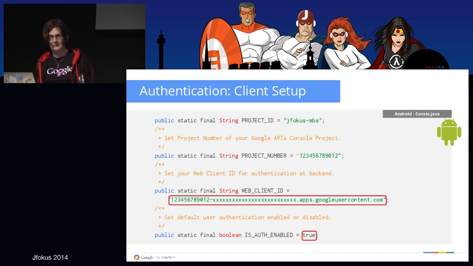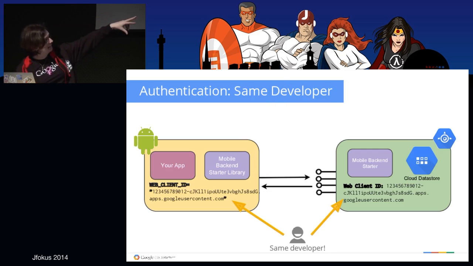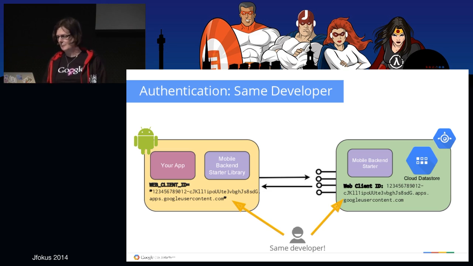On the client side, you've done the configuration on the server side already, so now you need to do the configuration on the Android side, on the client side. You don't have to worry about the Android client ID. It knows what that is. That's its signature. But for the web client ID, you need to tell it what the web client ID is, and that's that string there. So now we've almost completed our const.java file. At the end, there's an option to say, is auth enabled? You enable that to true, and you're now able to do authentication using the mobile backend starter.